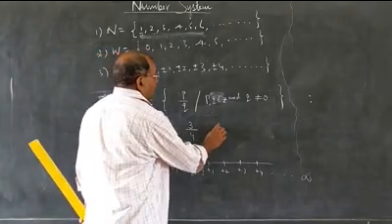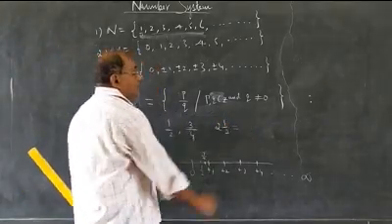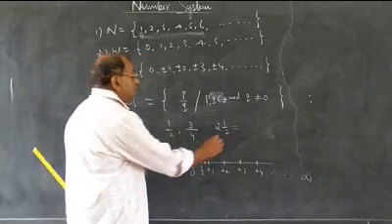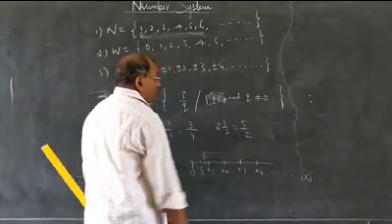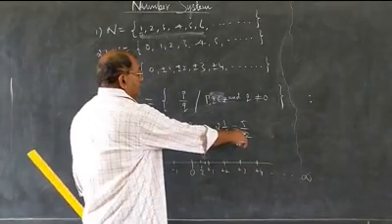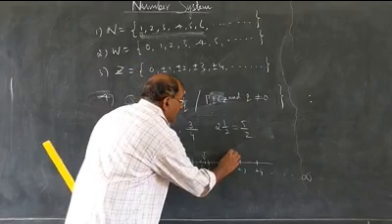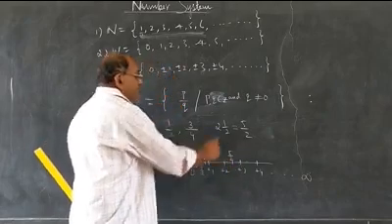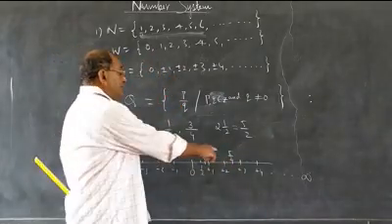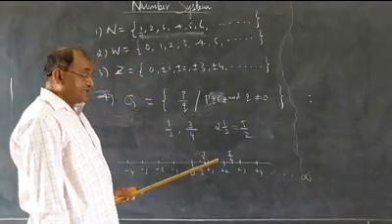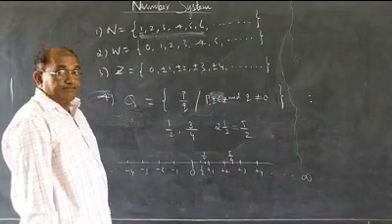Suppose I have 2 and half. Convert the mixed fraction into improper, so it becomes 5 divided by 2. 5 divided by 2 is 2 and half. 2 and half comes here. So here I get 5 divided by 2. It is an integer ratio. P is 5, q is 2. 5 by 2 is a rational number.